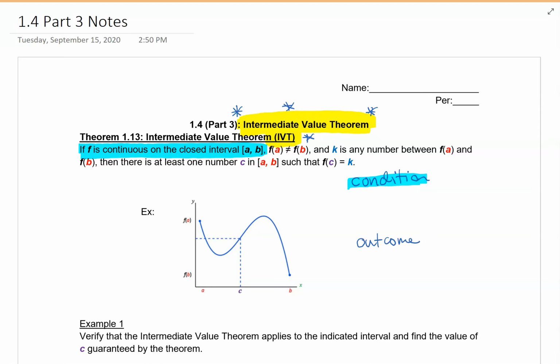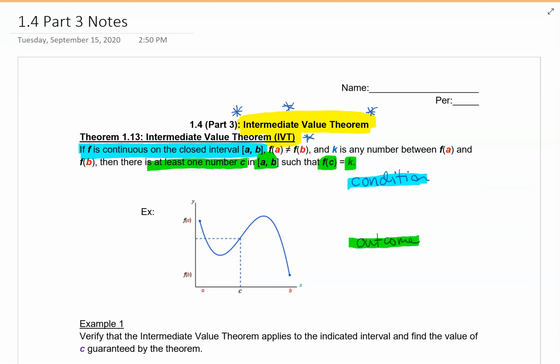What is the outcome of the intermediate value theorem? The outcome says this: there will be some x value between the given interval of x's, a to b, such that the corresponding y value will be between f of a and f of b. That's what this k is right here. Now, what does that mean?